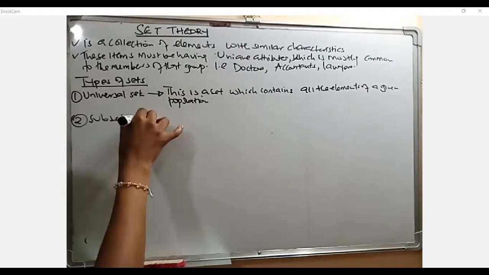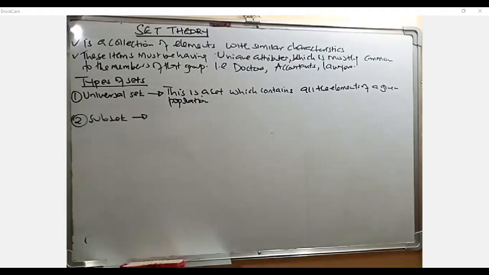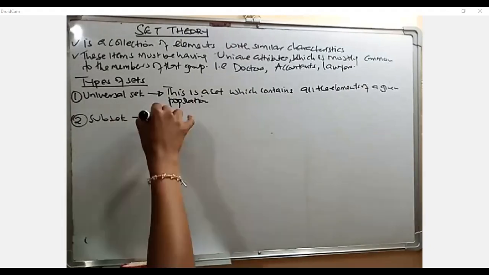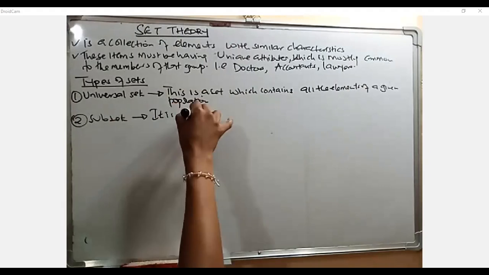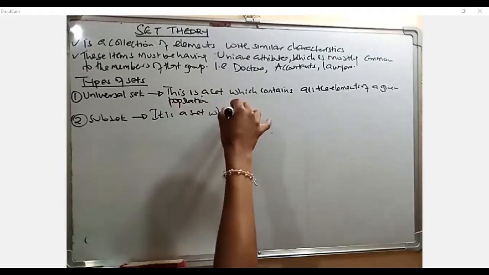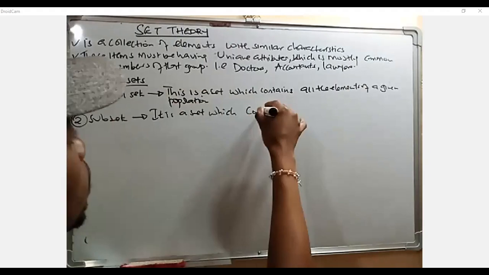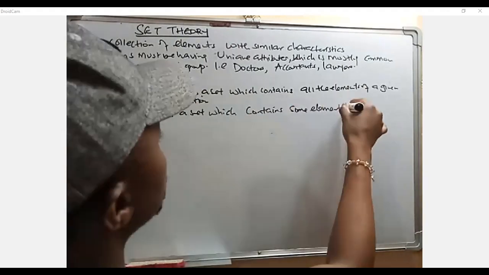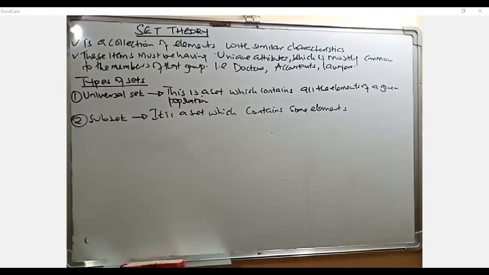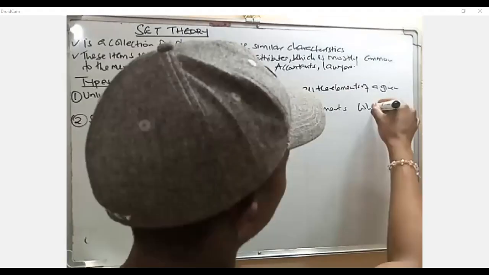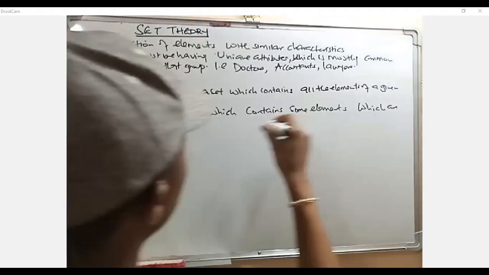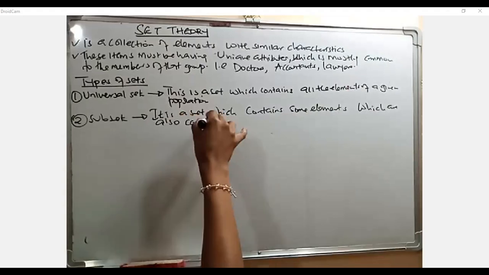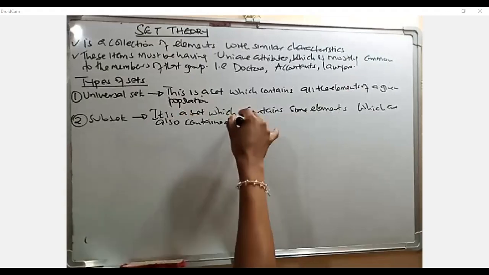When you discuss a subset, it is very simple, because we say it is a set which contains some elements which are also contained in a universal set.